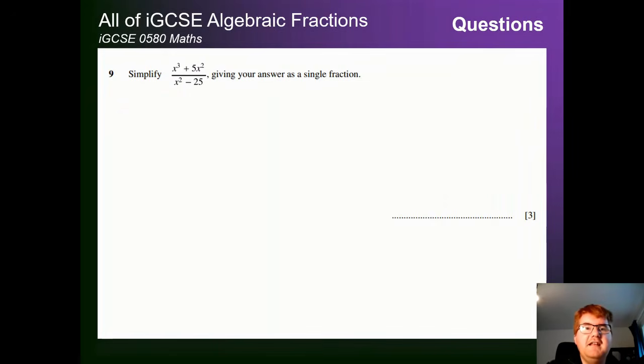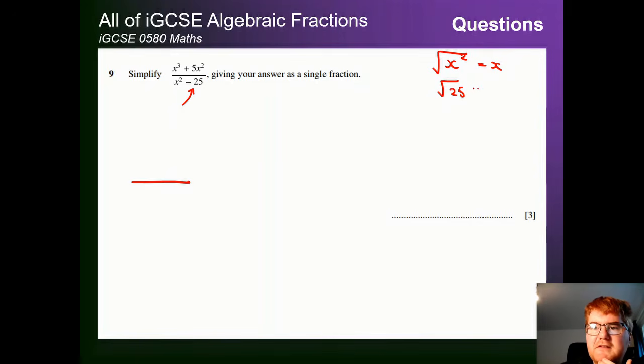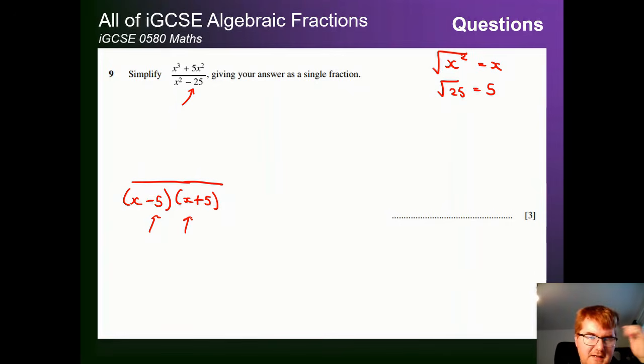Now, question 9 here. Again, we need to simplify x cubed plus 5x squared over x squared minus 25, giving your answer as a single fraction. Okay, so first of all, we have our difference of 2 squares on the bottom here. Again, notice x squared to square root it gives us x, square root 25 gives us 5. So we can write this in this special form of x minus 5, x plus 5. Now I'm expecting one of these to be in the numerator, so keep that in mind here.